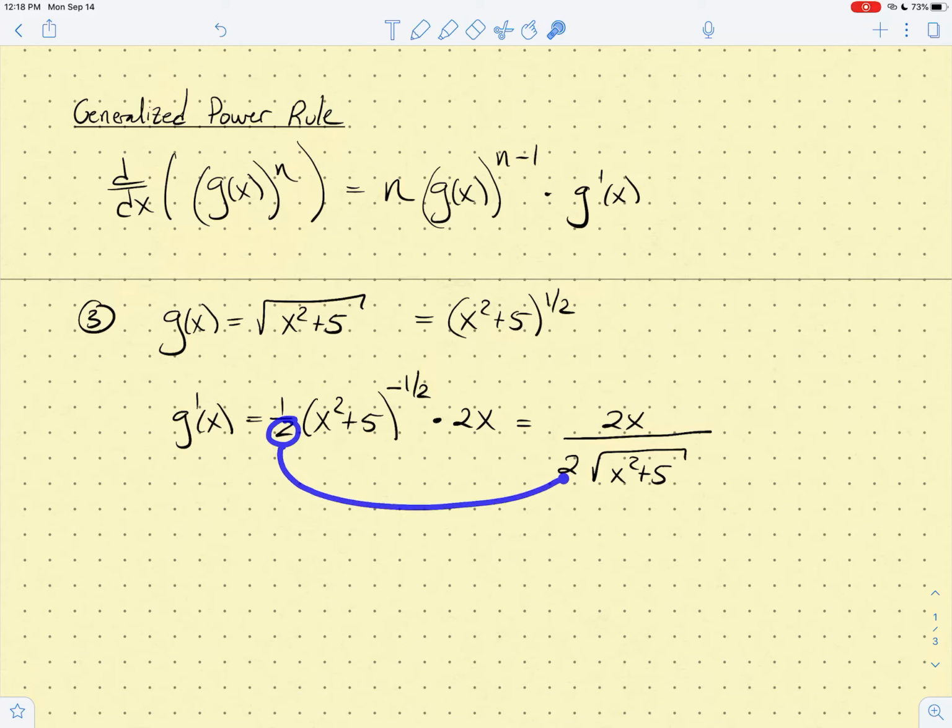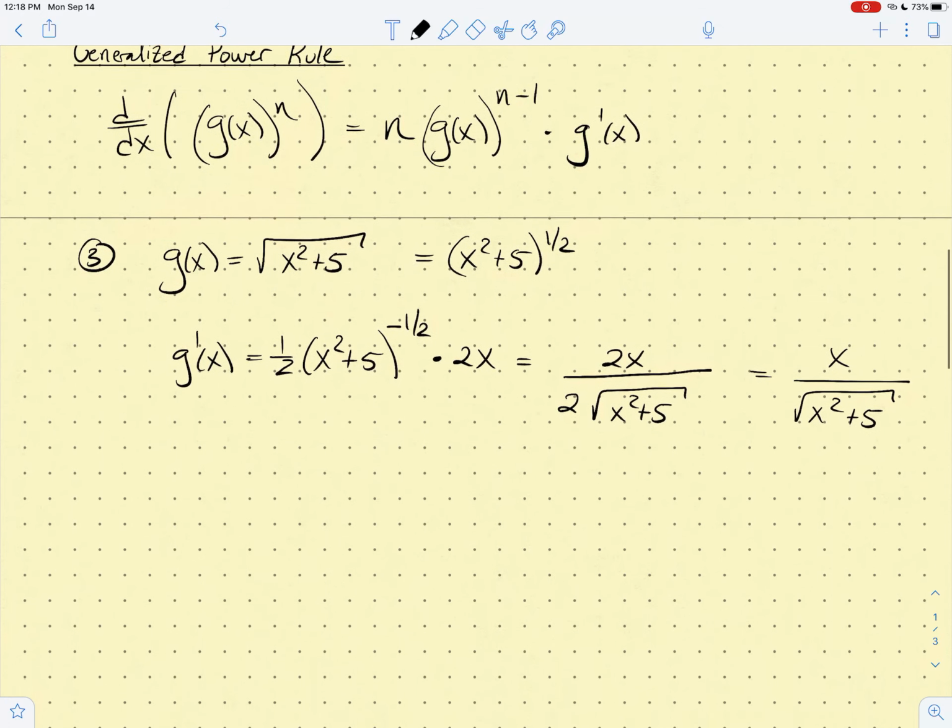This 2 is the same thing as this 2. This 2x is just staying upstairs. The minus flips me downstairs, and of course the half makes me a radical. So I'll cancel the 2's, and I'm going to write this as x over the square root of x squared plus 5. That's the derivative of g. That's your g prime. Let's do another example.